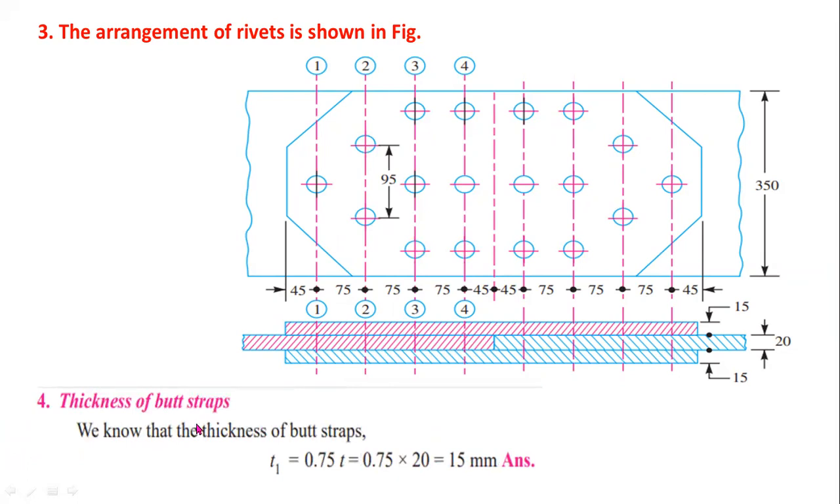After that, you have to determine the thickness of the butt straps, that means the thickness of the cover plates. For a double strap butt joint, for double straps, you have to consider T1 equal to 0.75 T. For single straps, you have to consider 1.25 T. Here we are using double straps, so you have to consider T1 equal to 0.75 into T. Already we know the thickness of the plate, T equal to 20 mm. So T1 is the thickness of the strap. Here, this one is the top cover plate, this is the bottom cover plate. So 15 mm is the thickness of a butt strap.